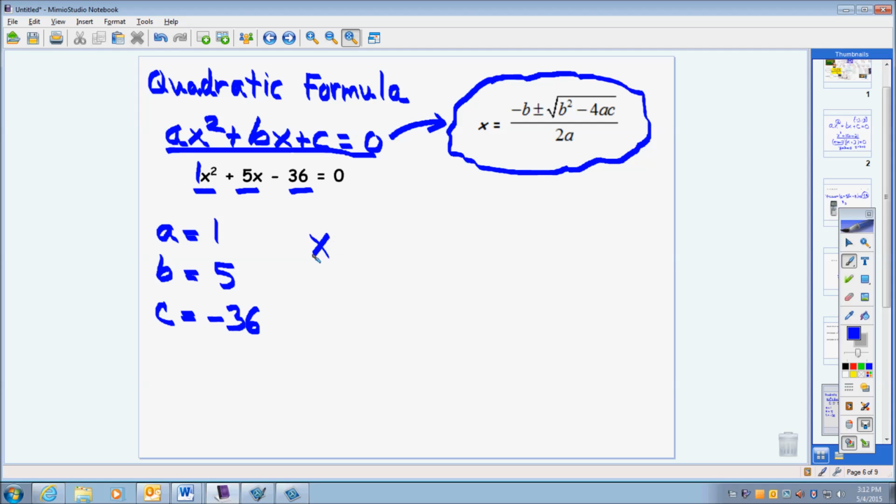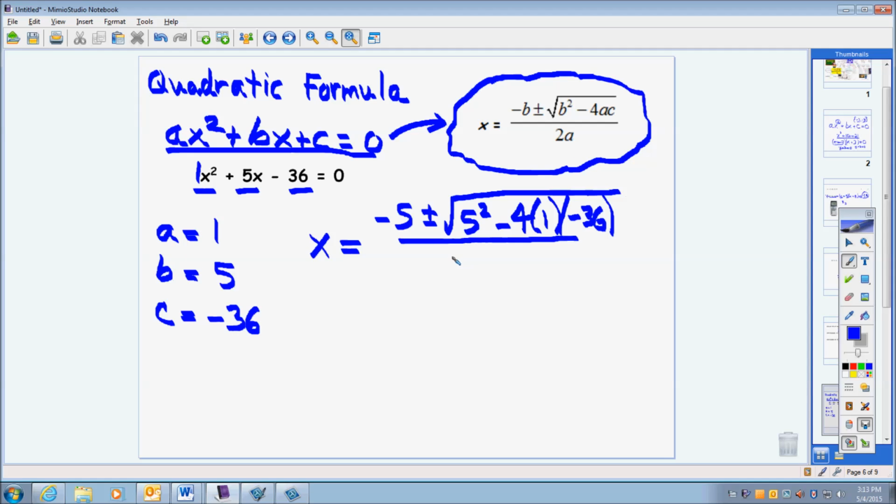So x, I want to solve for x, equals negative b, b is 5, so negative 5, plus or minus, be patient with this, there's a lot of writing and I have to write slow with this mouse. Inside the big radical we have b squared, b is 5, so 5 squared, minus 4. All I'm doing is turning all the a's, b's, and c's up here into numbers. 4a, a is 1, and c is negative 36. These numbers will get big, but you have a calculator, so you're okay. All over 2a. A is 1, so 2 times 1.